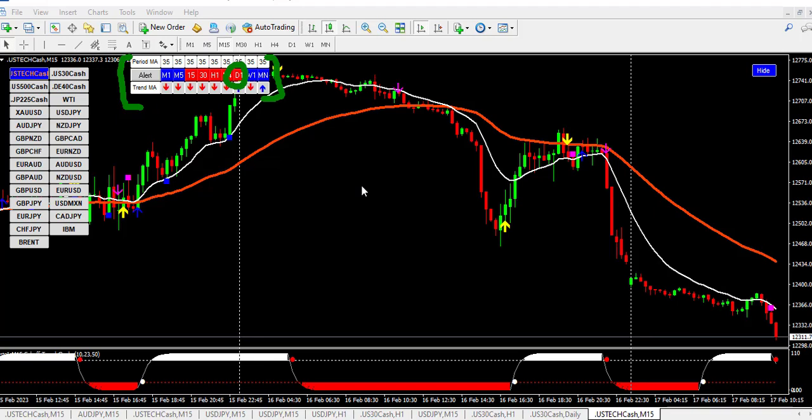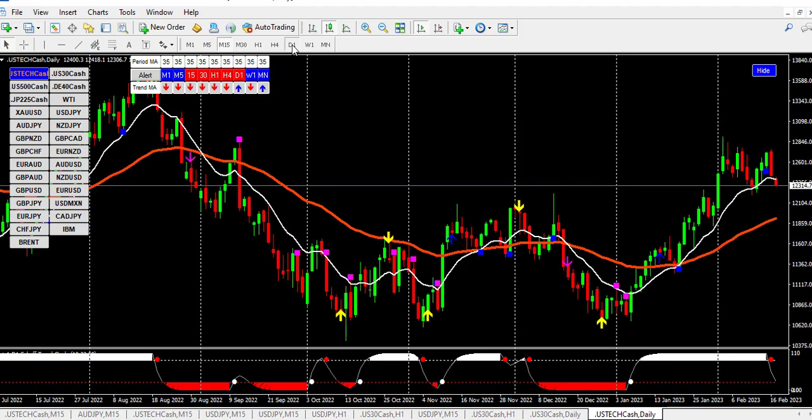Once I have that, like for instance right now on this particular pair, US Tech indices, we have the daily candle down, and we can confirm this by checking our daily chart. When you check it on the daily time frame, you find out that the candle is down, is red, telling us that the signal for today is down. So once I establish that, I'm not going to trade against this direction for the day.